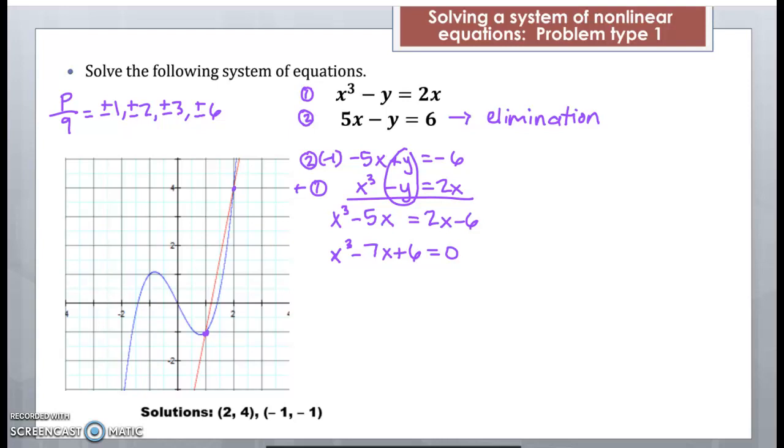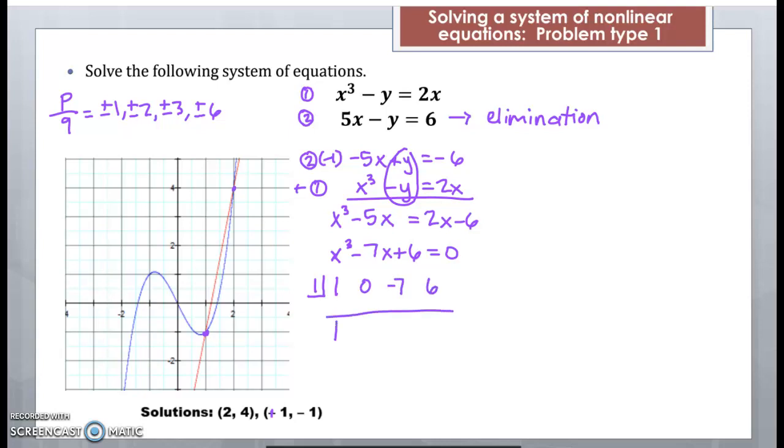Now, based off the graph, I think I'm going to have a 0 at 1, so let's go ahead and test and see if 1 is an actual 0. It's not a 0 of these polynomials individually, right? It's a 0 of the combination of polynomials, which is the intersection. So we think 1 is the intersection. So we do the synthetic division. Our coefficients are 1, 0, negative 7, and 6.